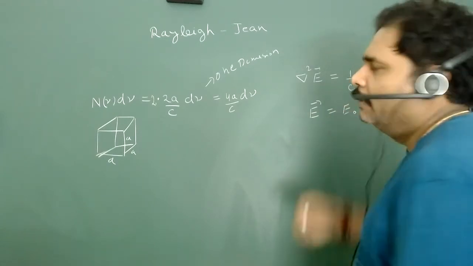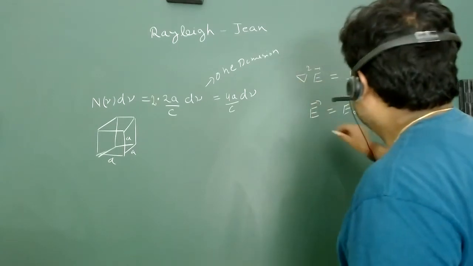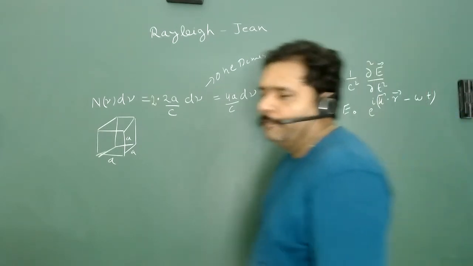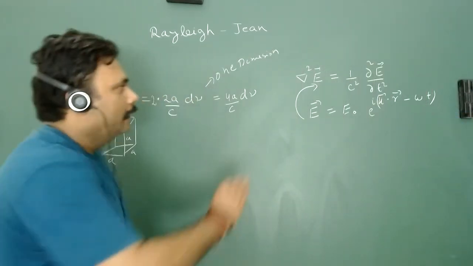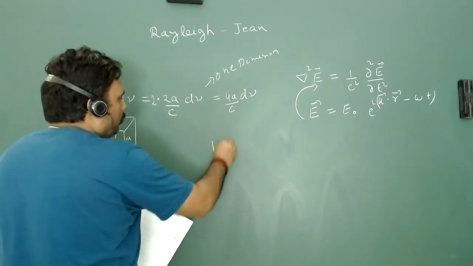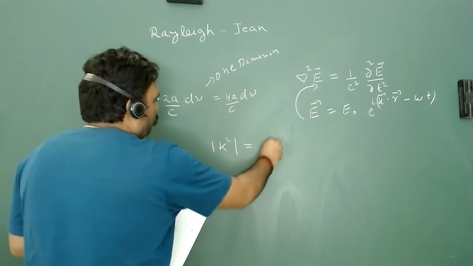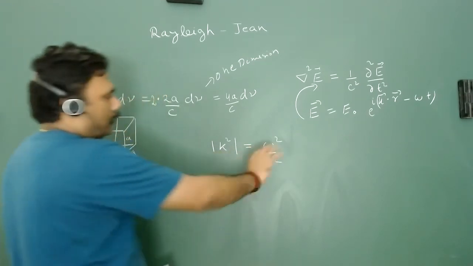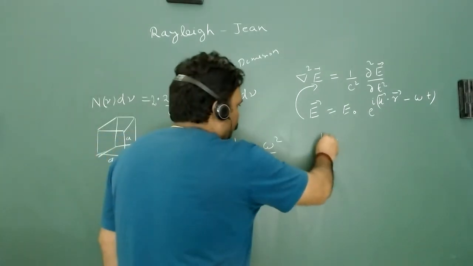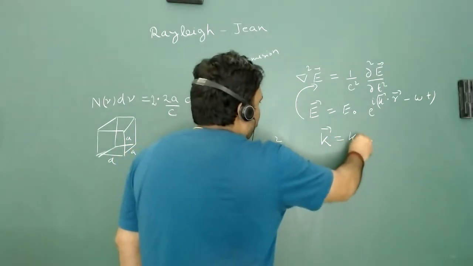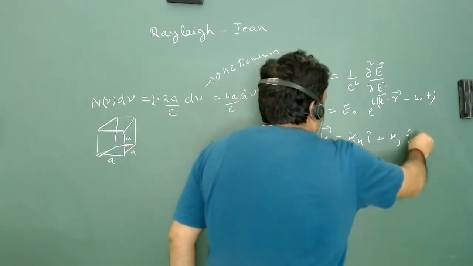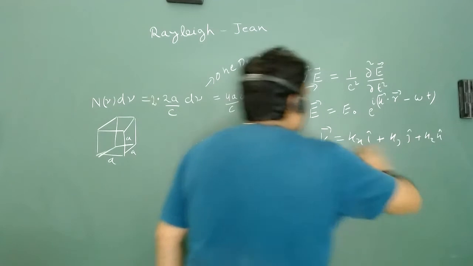k is the wave vector in three dimensions. So this equation must satisfy the wave equation, and then we get the dispersion relation. Once we get this dispersion relation, we get mod k square is equal to omega square upon c square. And what is this k? k is the wave vector. We can write kx i plus ky j plus kz k. So this is the wave vector.